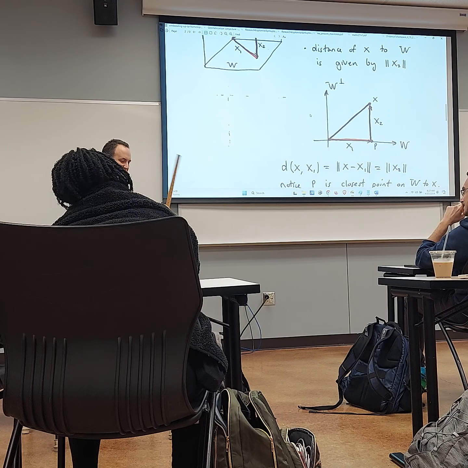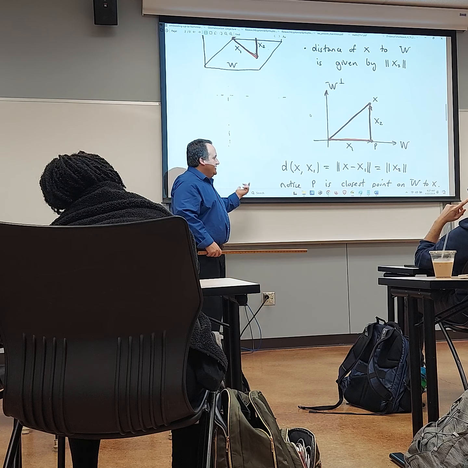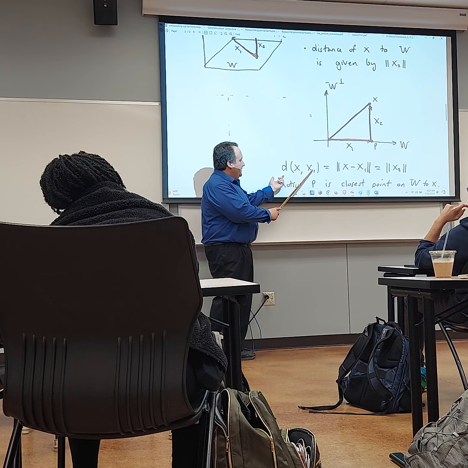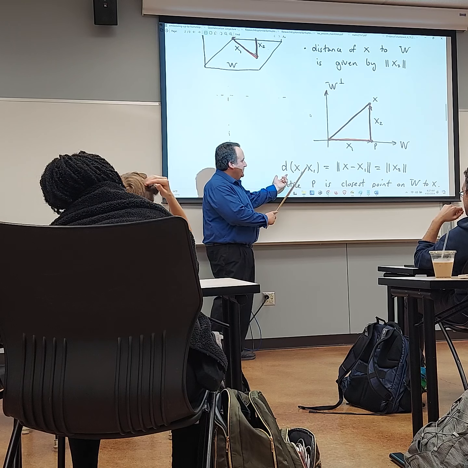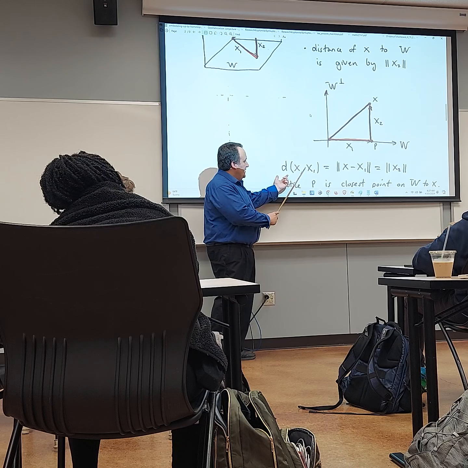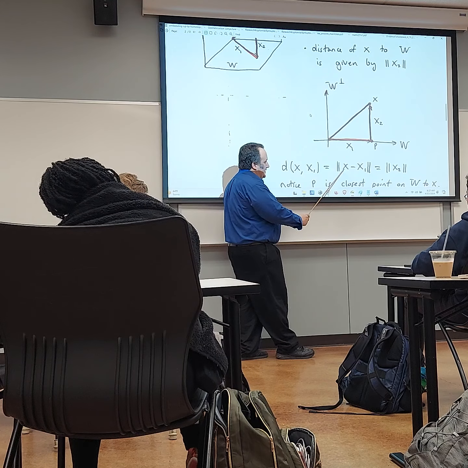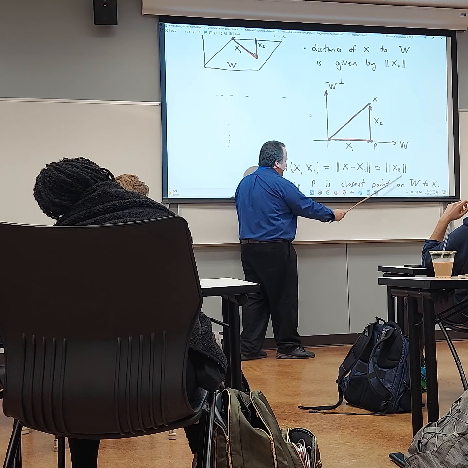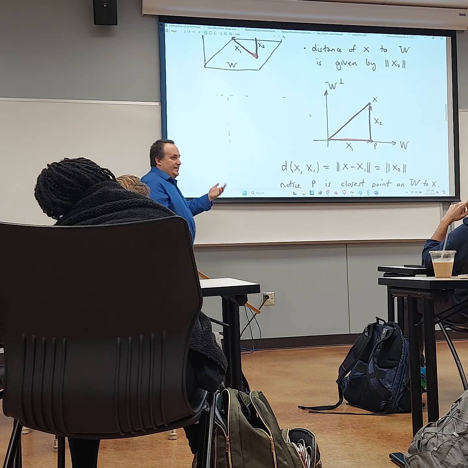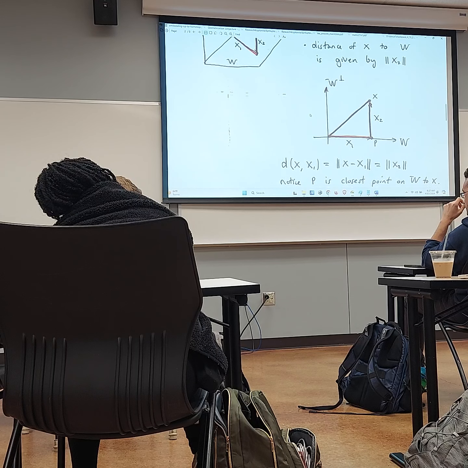Okay, anyway, the distance from X to W is simply the distance from X to X1. And because X is equal to X1 plus X2, X minus X1 is X2, and so that's the distance. The length of the piece of the point which is not in the space gives you the distance to the space, actually.